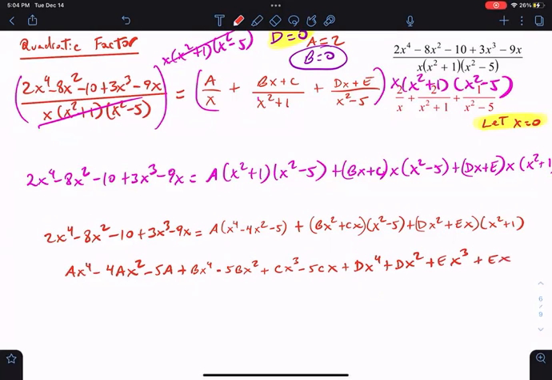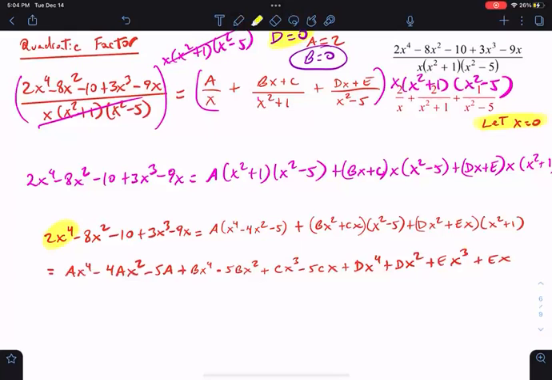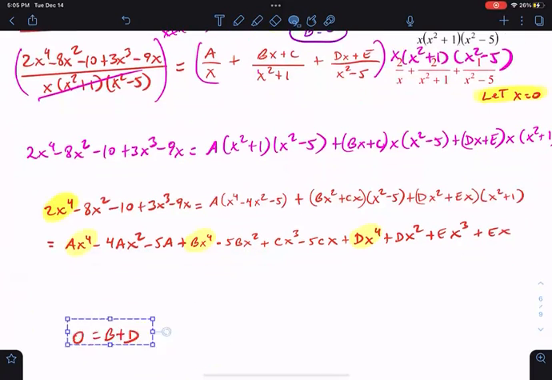So now you set it like we did before, right? So you have the x to the 4 terms like I did before. Okay, so I think this is just a numerical mistake. So this is 2 equals a plus b plus d. Again, you know that a is 2. So this is going to be plus b plus d. Cancel, cancel. 0 equals b plus d. Okay, so that's right, like I did before.